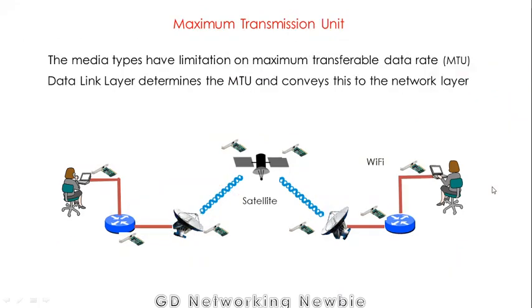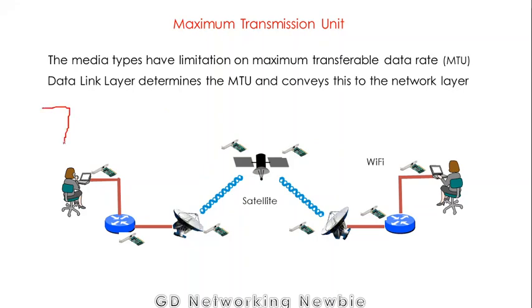And the next job of the data link layer is to find out the maximum transmission unit. Each media type has limitations on maximum transferable data, such as the maximum bits per second a medium can carry. For example, fiber is faster, but UTP is not that fast. So every medium has limitations, and the data link layer determines the maximum transmission unit, or the capacity of the medium, and conveys this information to the network layer.